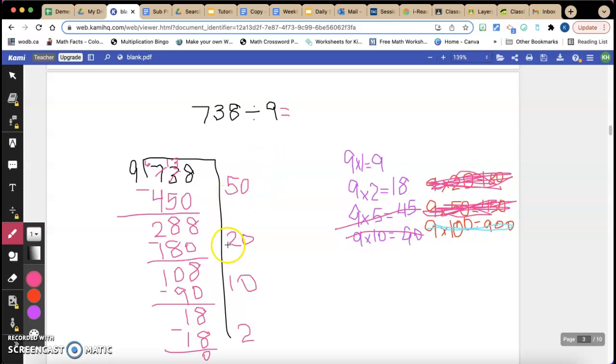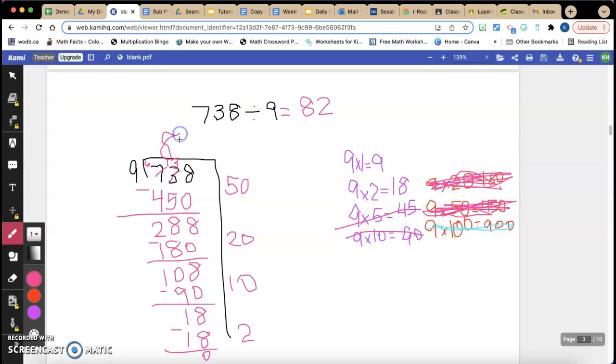If I have 50 and I add 20, I would have 70. If I add 10 more, I'd have 80. And if I add 2 to 80, boys and girls, you better be right. You got this. 82.